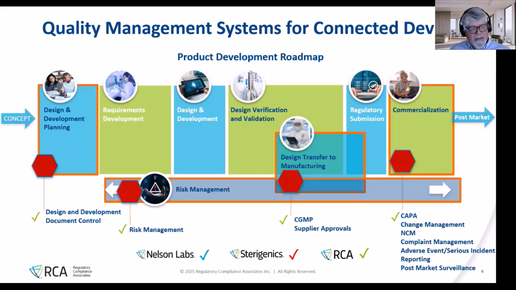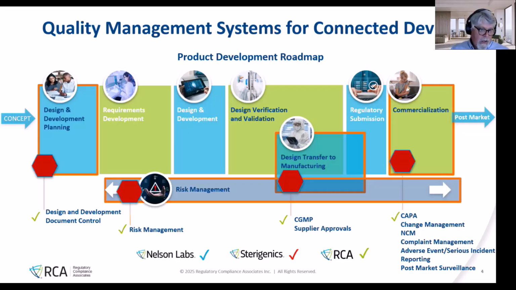The interesting part is these hexagons here are really indicating some major processes that have to be looked at. The whole thing is covered by risk management. Risk management goes from one end of this product development roadmap across the whole thing. And when we talk about risk management, we're talking about risk management ISO 14971 for product risk, if you will.